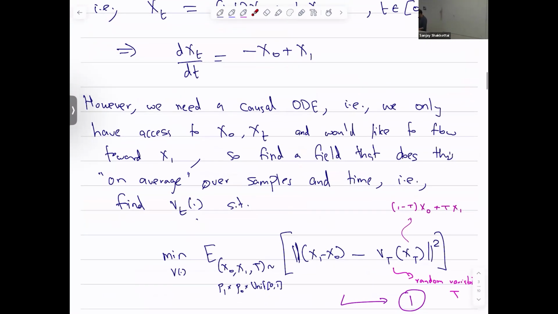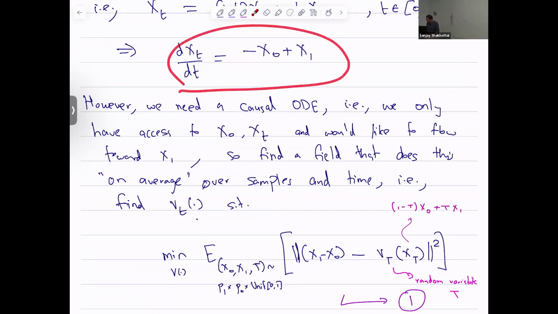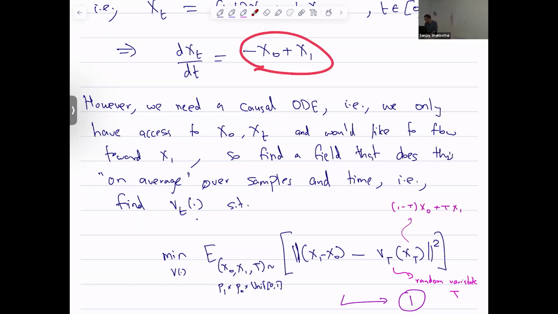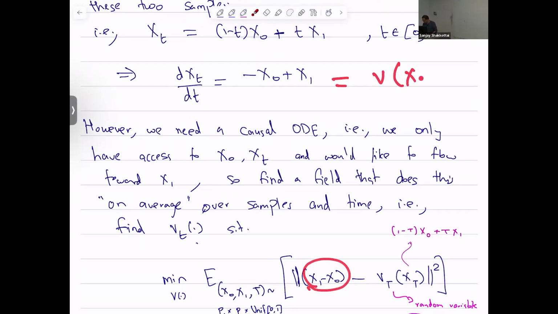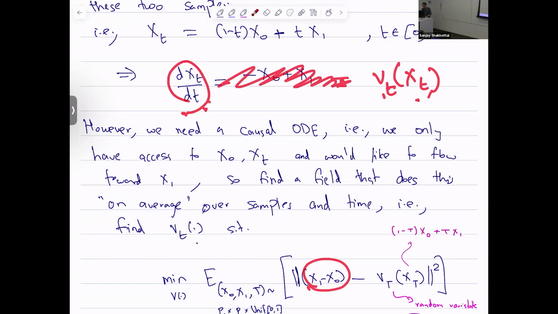Instead, we can say the following. Since this is not causal, I'll try to find a vector field that on average satisfies this. Average over samples and time. What do I mean by that? So this drift is x1 minus x0. So this is v of xt. That's what we have, right? That's your vector field. dx by dt is vt of xt. So what I've circled in red could be DDIM.